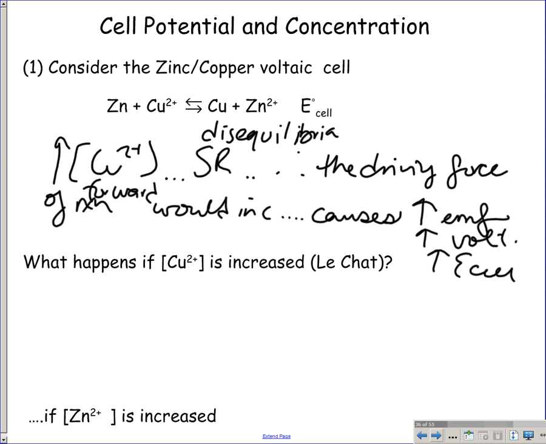Okay. All right. So now verbally, tell me the other ones. If zinc is increased, which way? Shift left. A decrease in the driving force of the forward reaction, or the reverse? If you're decreasing the driving force of the forward reaction, you're favoring the reverse reaction, causing the voltage to decrease and the E cell to decrease.